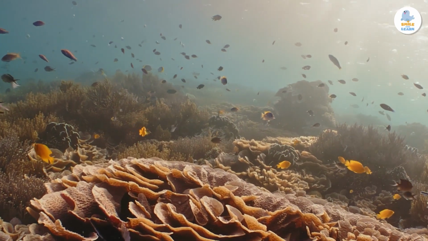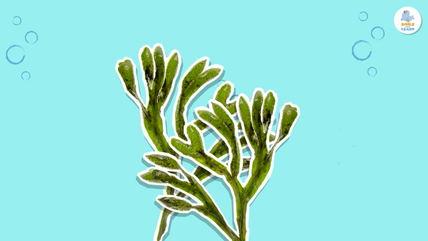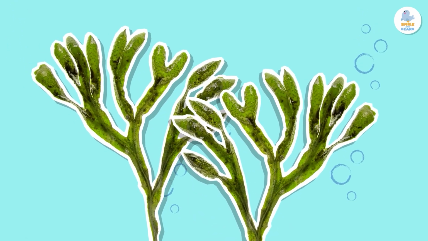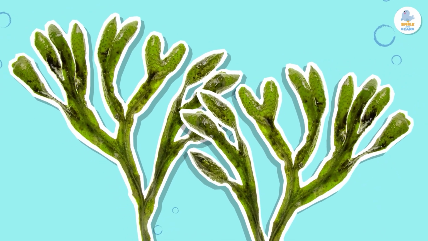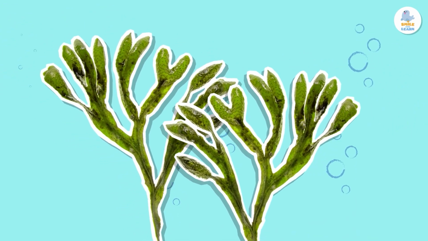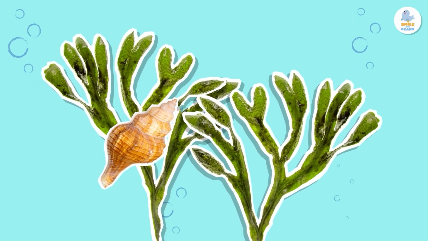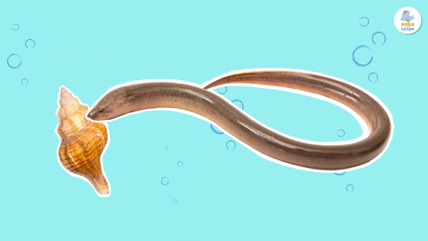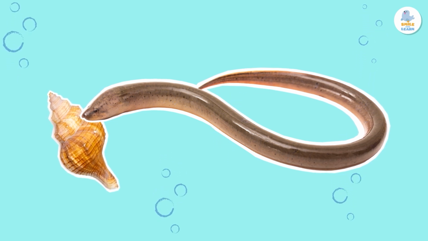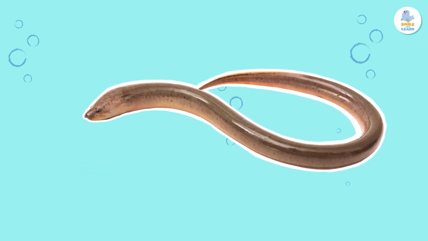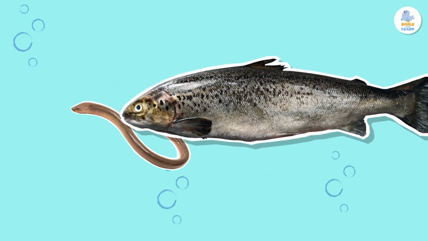In the ocean, we can find many producers, such as these algae. As we know, algae are plants who get energy through photosynthesis. But, sea snails like them too! Now a hungry eel comes swimming along, sees the snail, and eats it. But then a salmon enters the picture and eats the eel.